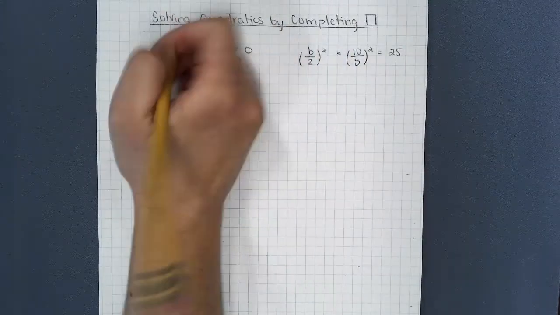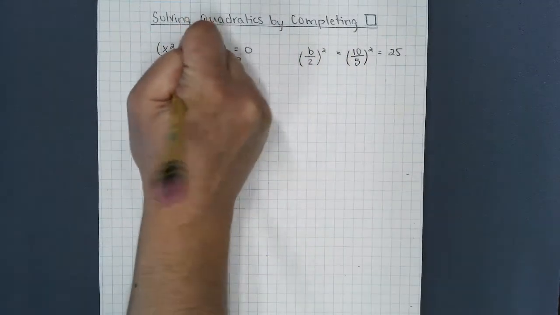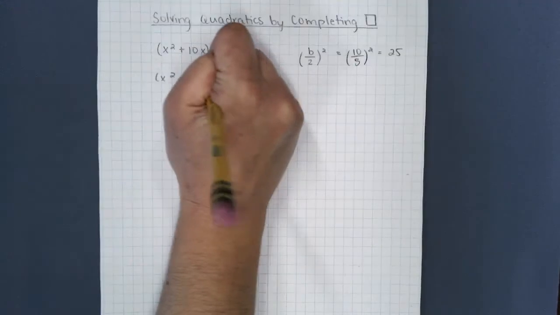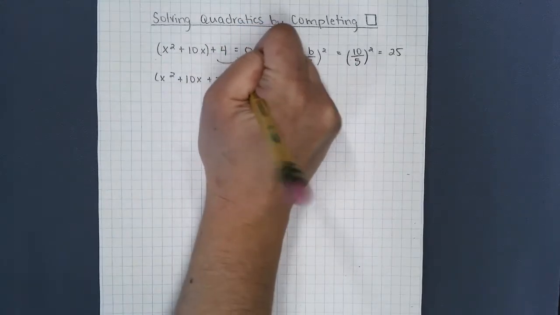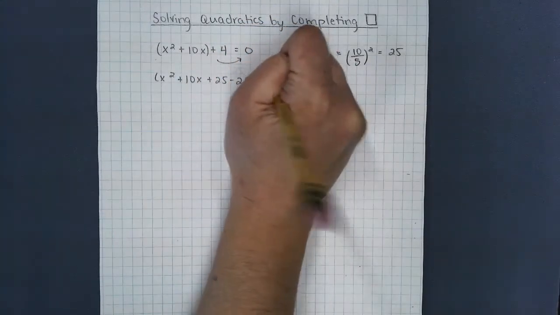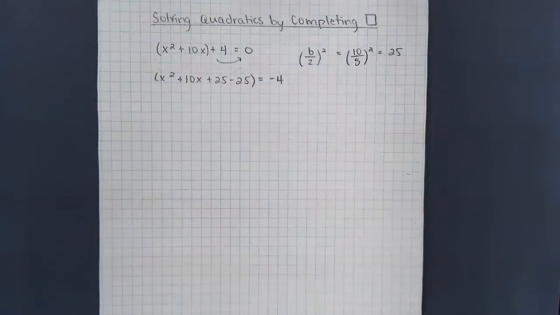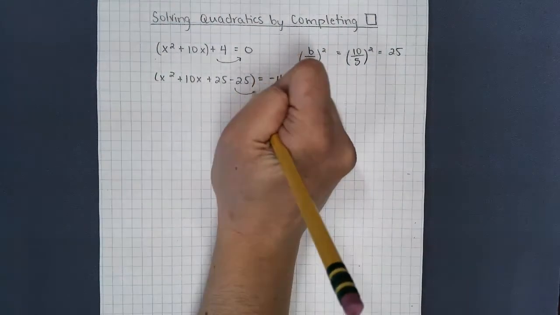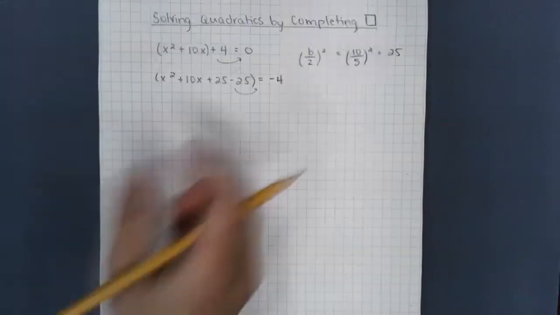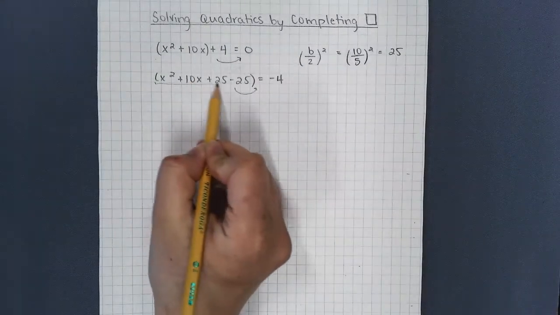So let me do that really quickly. I've got x squared plus 10x. I'm going to add 25, subtract 25, and I'm moving the 4 over so that it becomes negative 4. Now, I want to take this negative 25 outside of the brackets because this is the part that's actually going to help me complete the square.